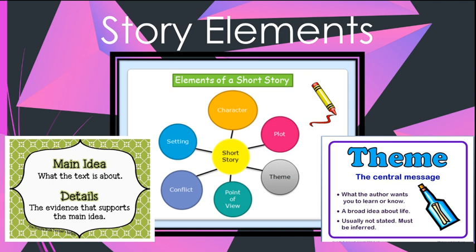Okay, so third person is an outsider looking in and describing the events. Second person is like talking to the reader, and first person is you telling the story yourself. Okay, theme we already talked about.